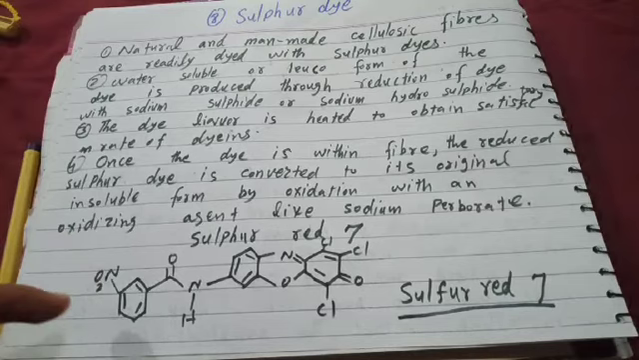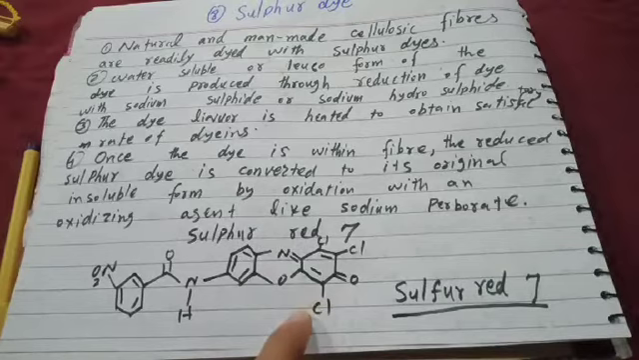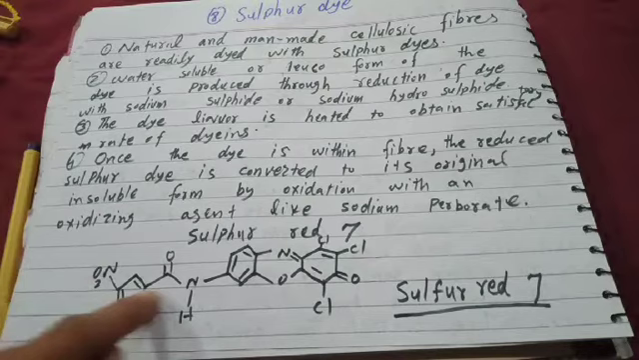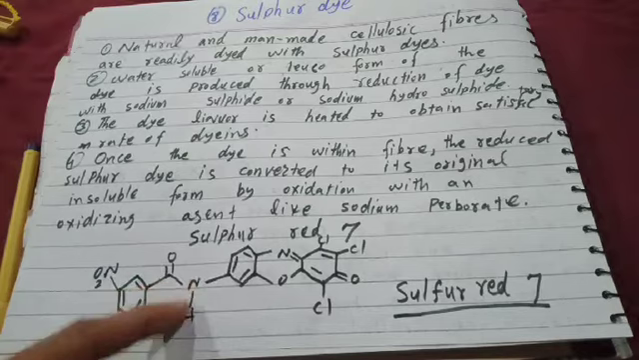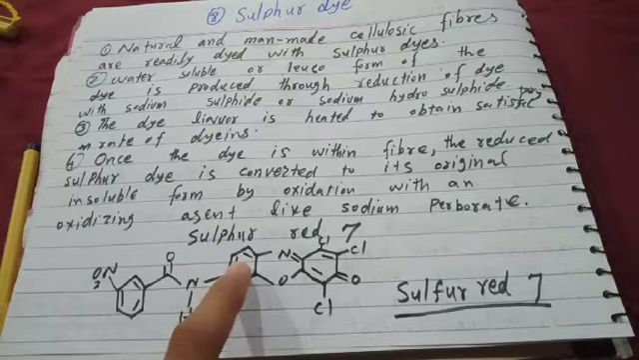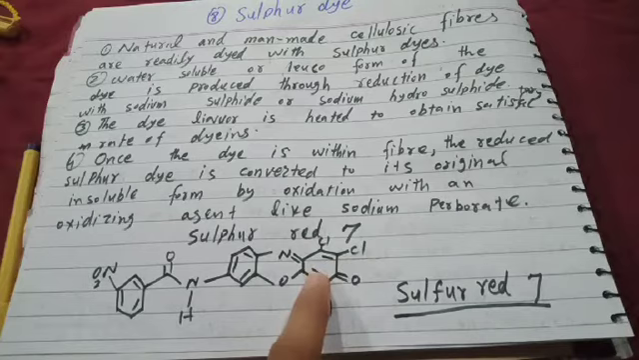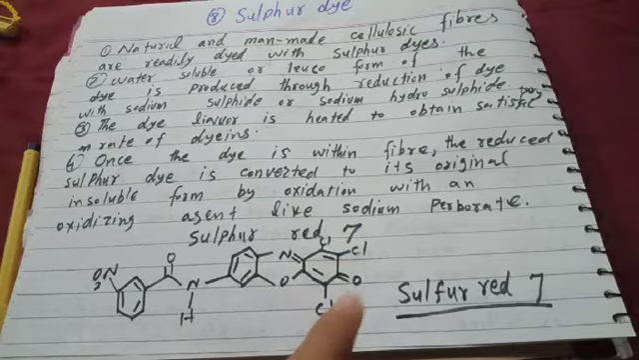There is one dye with a first benzene ring, second benzene ring, third benzene ring. The first benzene ring is connected to an NO2 group, and then double bond O, then C double bond O into NH and a benzene ring. And then the benzene ring is connected with oxygen and nitrogen. Nitrogen and oxygen is again connected with a benzene ring. And the benzene ring has 3 chloride groups and 1 oxygen. This is the sulfur red 7.